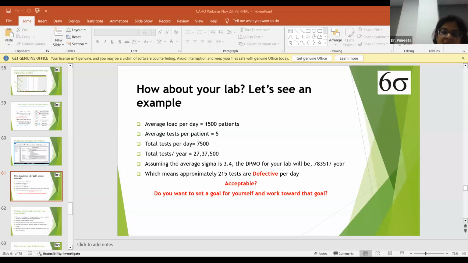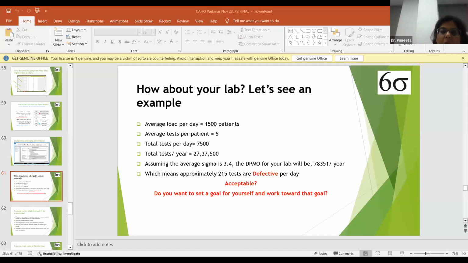NABL says 2 levels on every day of the testing, right? And then 1 level every 8 hours thereafter. Unless you are at 6 Sigma or 5 Sigma, you have to do at least that much. Anyways, you have to do more than that. If you are at 6 Sigma and you're able to explain, I don't think there would be a problem.